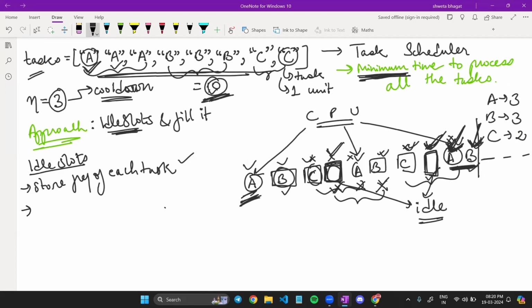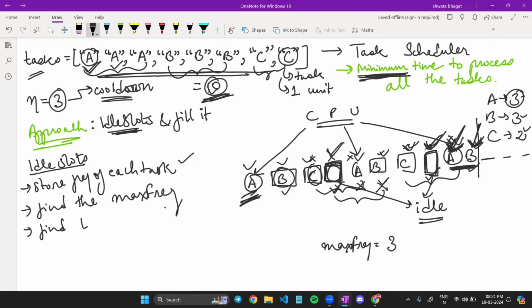Now what we will do after that, we will find the max frequency. So what is the max frequency? Out of 3, 3, 2, the max frequency is 3. So our max frequency is 3. Now once we have found the max frequency, what will we do? We will find out the idle time.